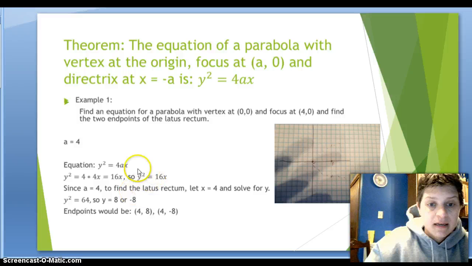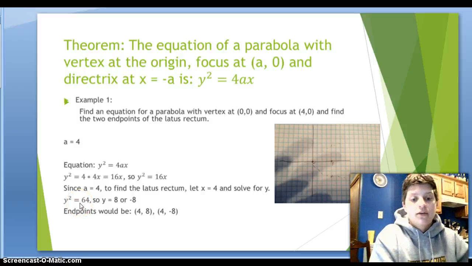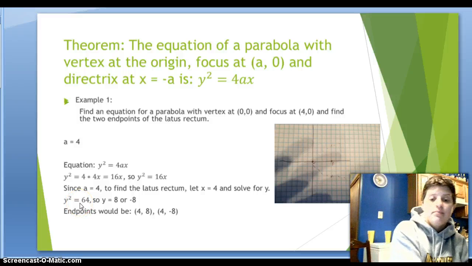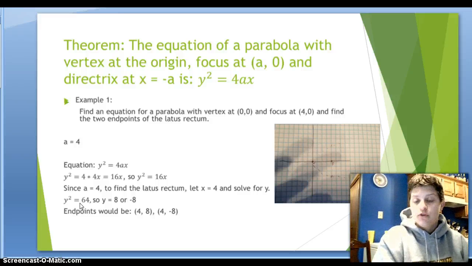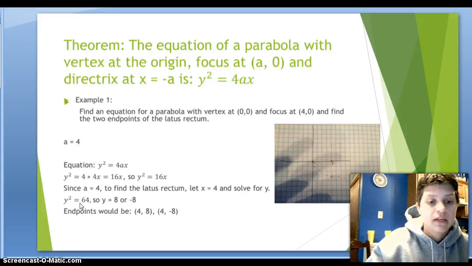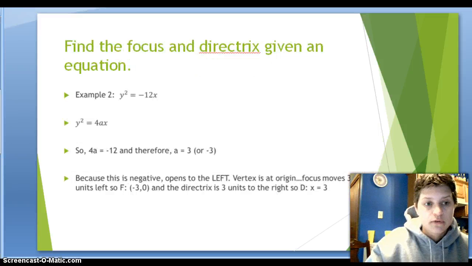If you plug x equals 4 into your y squared equals 16x, you get y squared equals 64, and therefore your y value is 8 or negative 8. So your endpoints would be (4, 8) or (4, negative 8). That would give you two points on your parabola, and you can graph the parabola a little bit easier that way. Okay, so that's the first example.